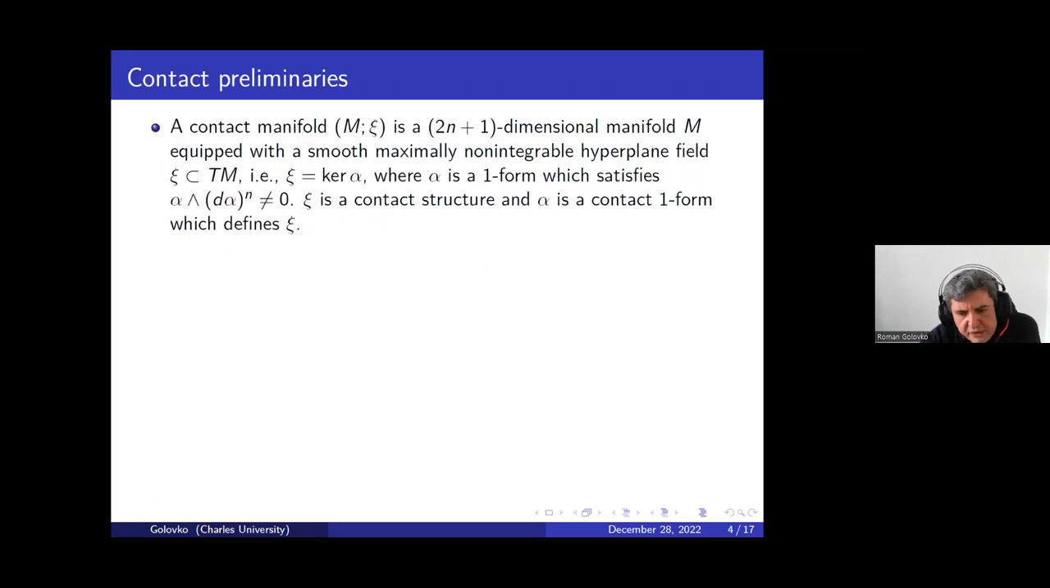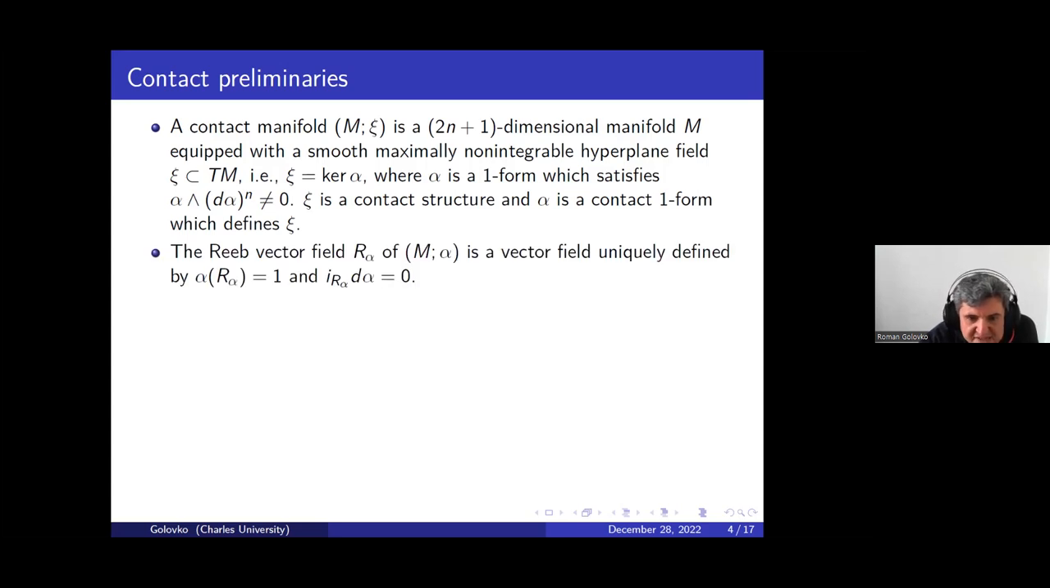Okay, so now let me provide some contact preliminaries, the proper definitions. A contact manifold in general is a 2n plus 1 dimensional manifold with a maximally non-integrable hyperplane field, usually denoted by xi. Even though this definition sounds a bit complicated, what it means is that this hyperplane field can be given as the kernel of some one-form alpha. This one-form alpha should satisfy the property that alpha wedge (d alpha) to the nth power is different from zero, namely never vanishes. In this case, this kernel is called a contact structure, and this one-form is called the contact one-form, which defines the contact structure.